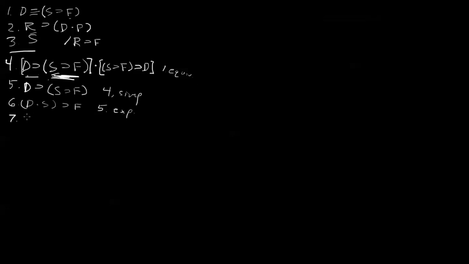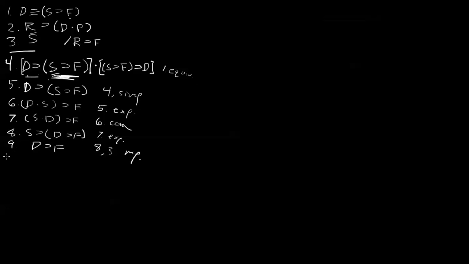7, I will have commutation S and D, therefore F. 6, commutation. 8, I will use exportation again. So now I have this, 7, exportation. Use modus ponens to give me if D, then F from 8 and 3, modus ponens. All right, so that's finished that track. What do we do now? All right, we're trying to get if R, then F.